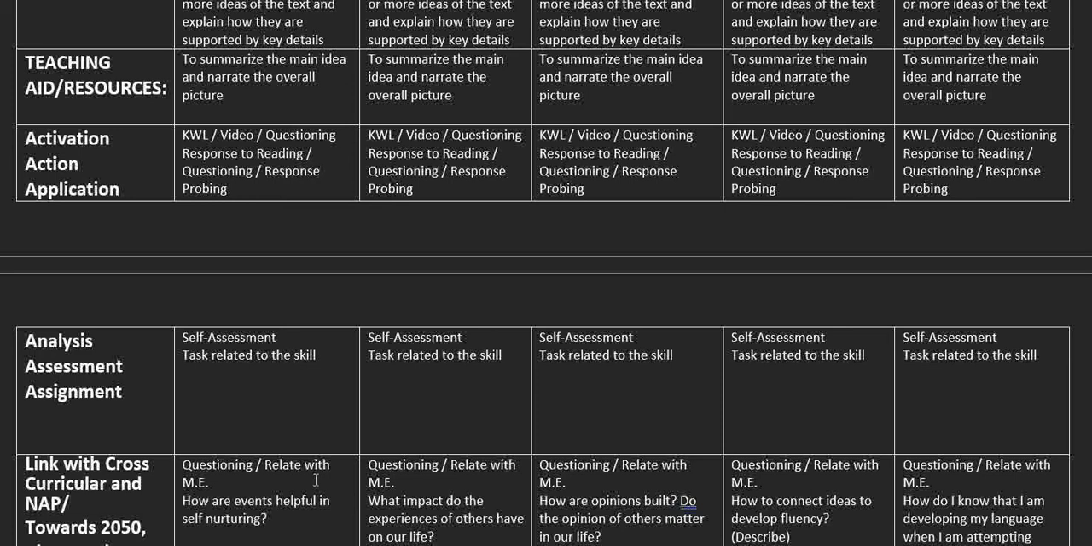We are not learning to know about certain people's experience. We are learning to gain certain value out of it. If you are able to deduce the value or derive the value, you should be able to relate it to your moral education studies. And how are events helpful in self nurturing? Why are we learning these events? How does it relate to our learning in general?